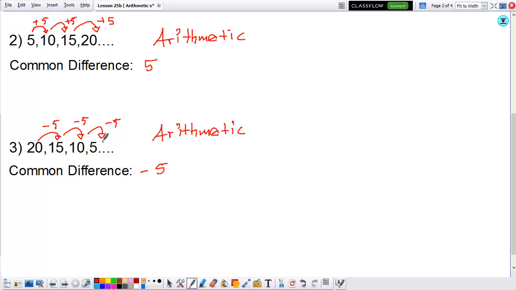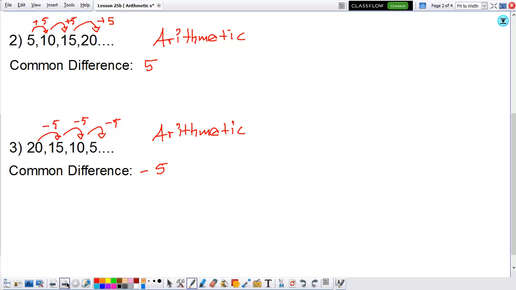So here we have to pay attention to the sign. If you're adding, then it's just the number, just like in example 2. It was an addition of 5, so the common difference is 5. In example 3, we were subtracting 5, so that means that the common difference is -5 now. So this is how you identify if you have an arithmetic sequence or not. Just look at the pattern. If it's addition or subtraction, then it is arithmetic. If it's something else, then it is not arithmetic.